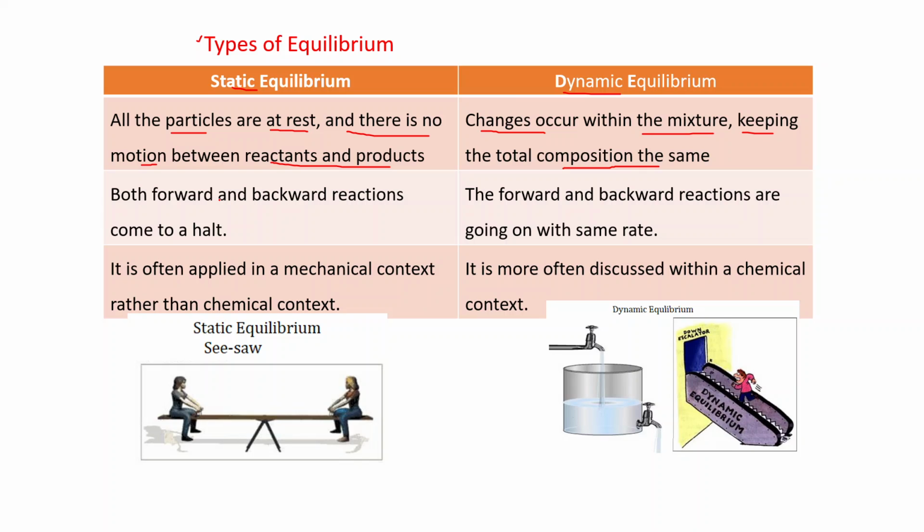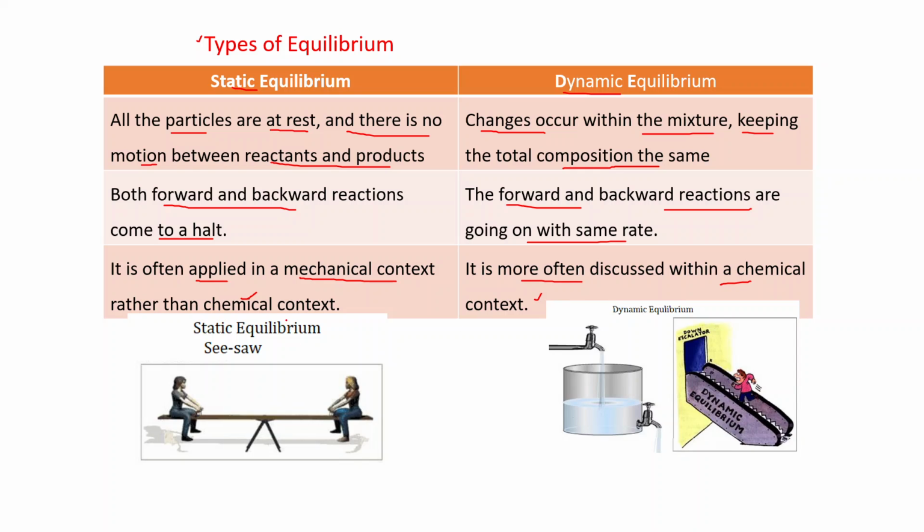In case of static equilibrium, both forward and backward reactions come to a halt. Halt means come to a stop. There is no reaction taking place. No change is taking place after achieving static equilibrium. In case of dynamic equilibrium, the forward and backward reactions are going on at the same rate. Static equilibrium is often applied in a mechanical context rather than a chemical context, while dynamic equilibrium is more often discussed within a chemical context.